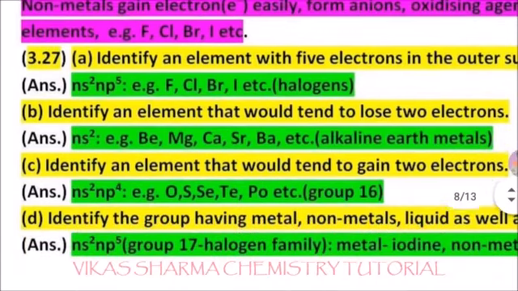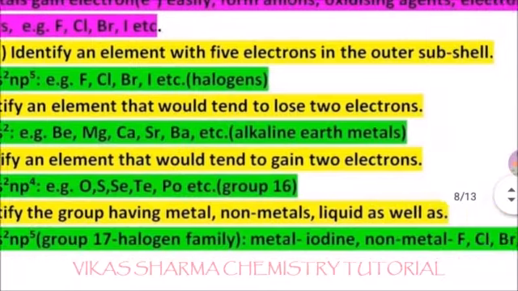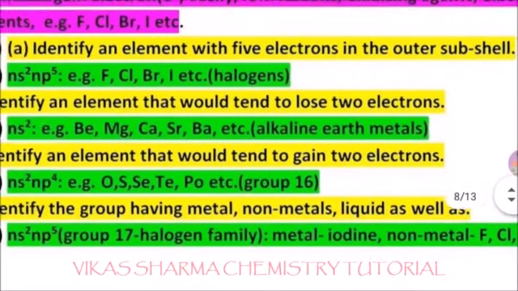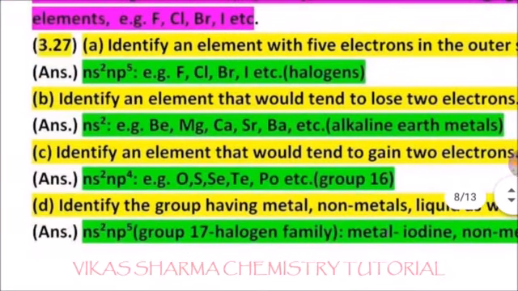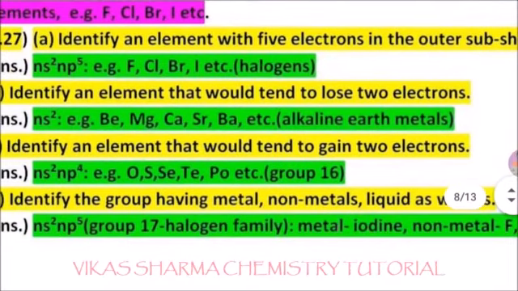Next is question 3.27. It has 4 parts. First, identify an element with 7 electrons in the outer subshell. The configuration of the outer subshell is ns2np5. It belongs to the halogen family. Second part, identify an element that would tend to lose 2 electrons. Two electrons are lost by the alkaline earth metals, beryllium, magnesium, the group 2 members.